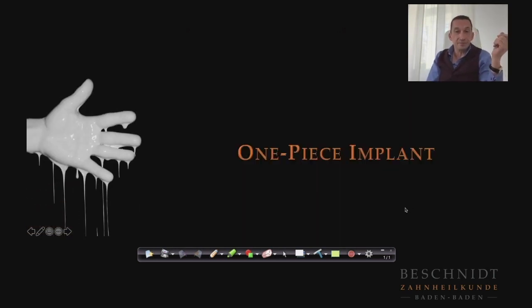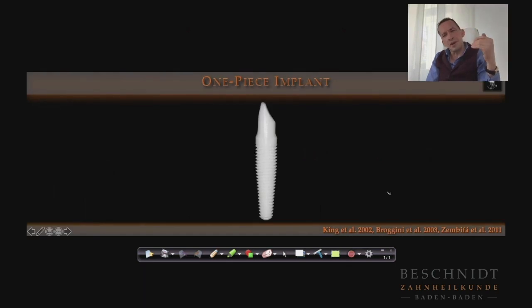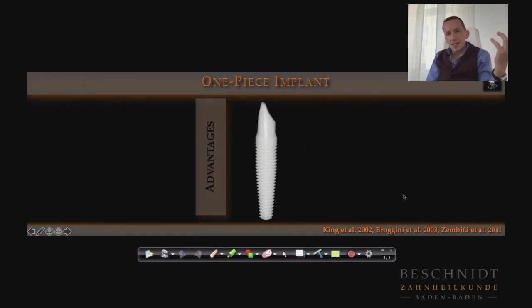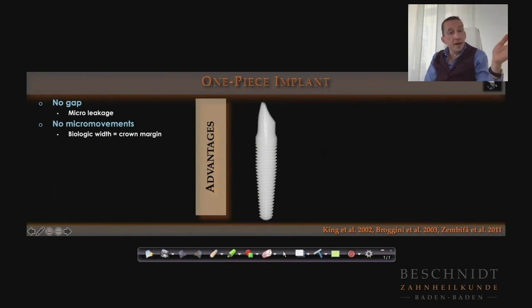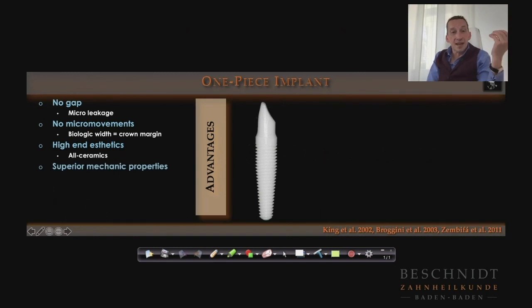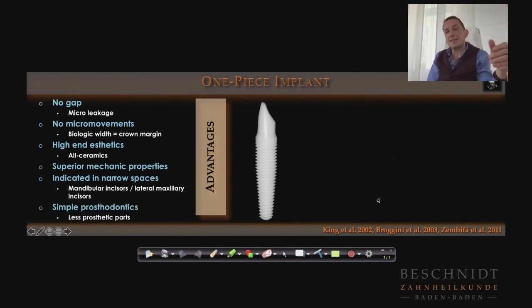The one-piece implant. The one-piece implant from the first glance looks easy and promising. So the advantages are: we have no gap, of course. There is no leakage. No micro movements. The biologic width is the crown margin. We have high-end aesthetics because we can use all ceramic materials. And we have superior mechanical properties. We don't have a screw channel. And finally, even in narrow spaces, we can use very tiny implants. So this makes the full treatment very logical and simple.